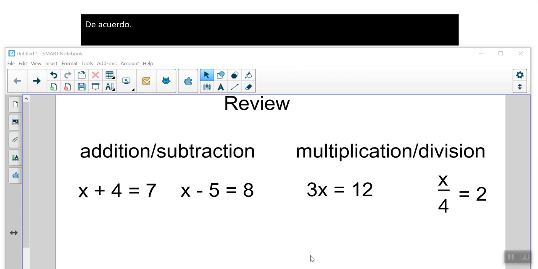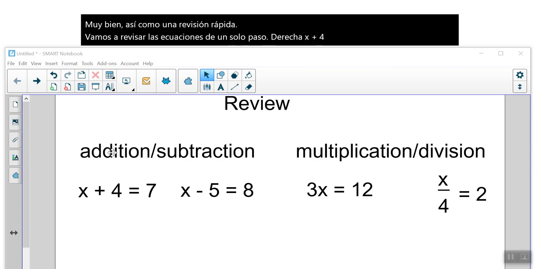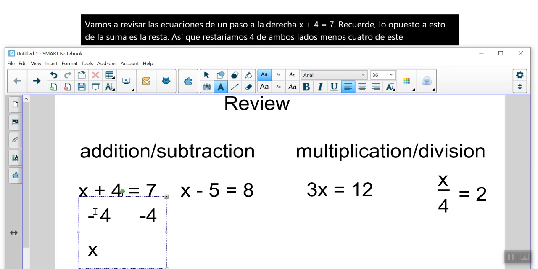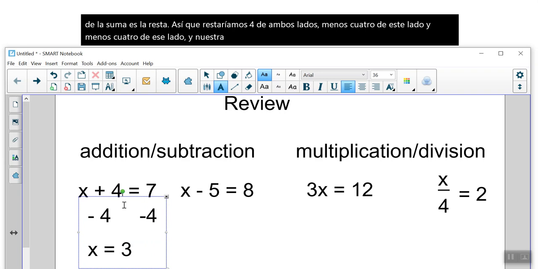All right, so as a quick review, we're going to review the one-step equations. Right, x plus 4 equals 7. Remember, the opposite of addition is subtraction. So we would subtract 4 from both sides. Minus 4 from this side and minus 4 from that side, and our answer would be x equals 3.